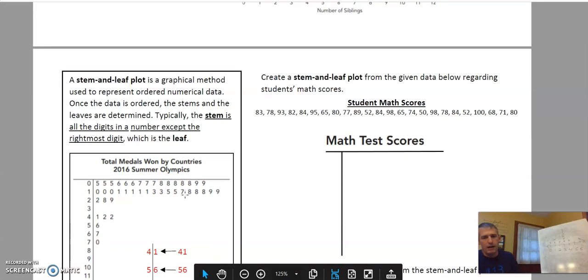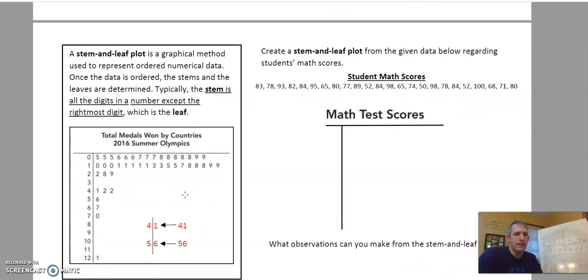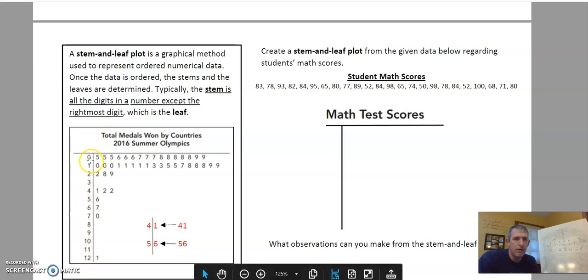We've got a stem and leaf plot. A stem and leaf plot is a graphical method used to represent ordered numerical data. The first thing you probably want to do, if you have a set of numbers, is get them in order from least to greatest. I think that's going to help you out a lot. The stem is all the digits in a number except the rightmost digit. So this is our stem. These numbers each represent, for example, this is a 40 and this is a 1. This is a 50 and this is a 6. So it would have 41 and 56.